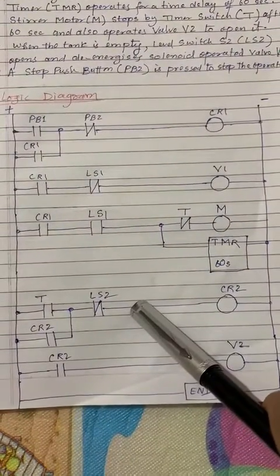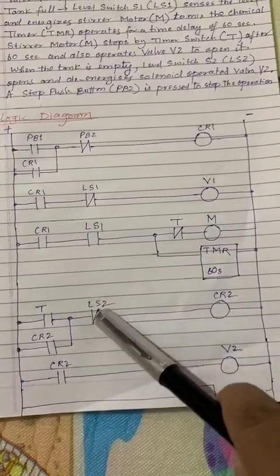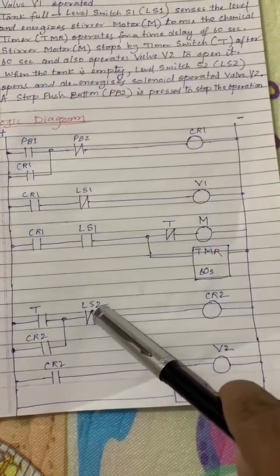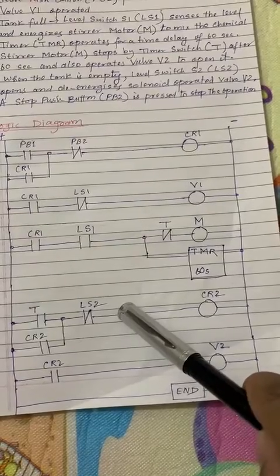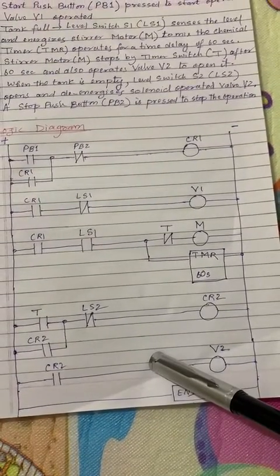How? We have given a connection here. When it goes to S2, now this is normally closed, guys. This will open and the current will stop going to CR2. And this will also get closed.